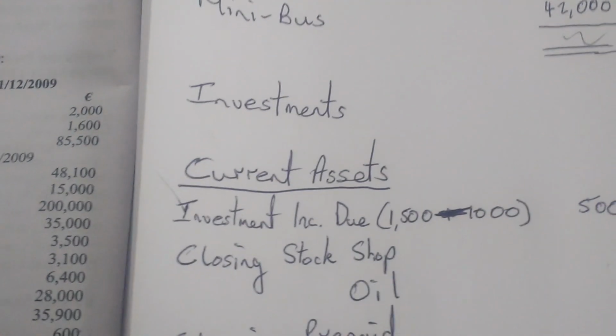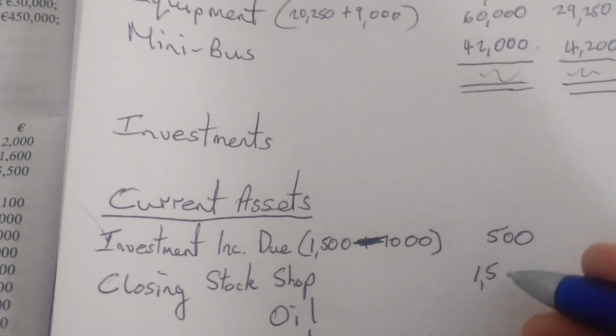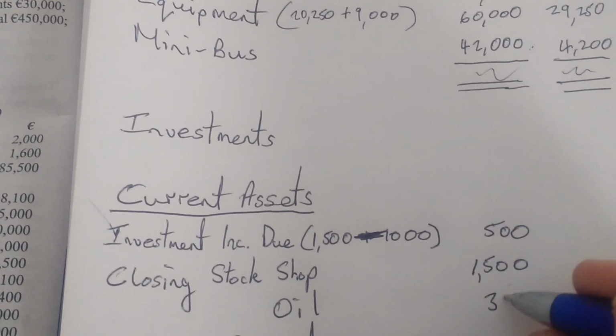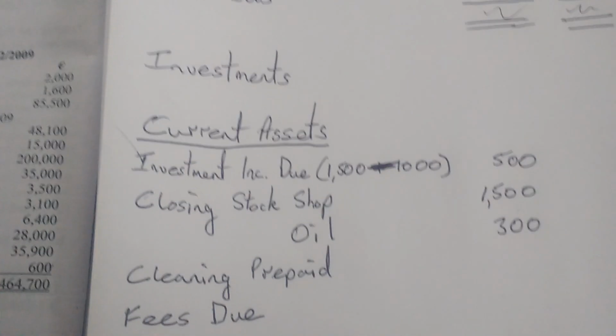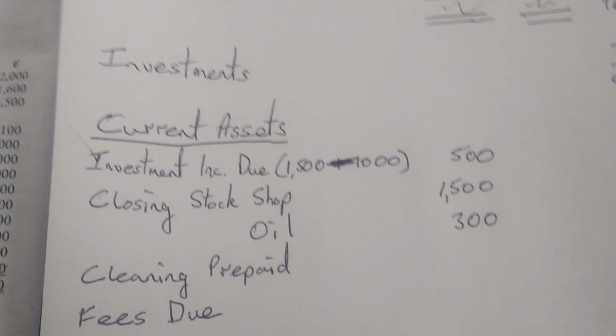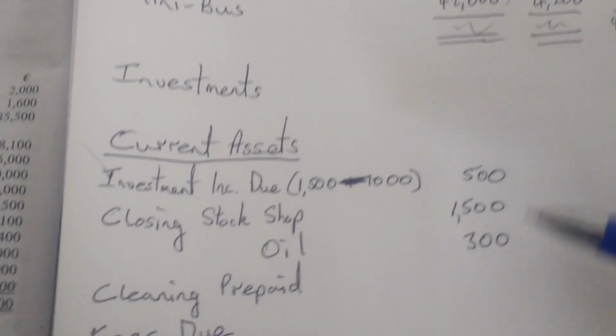Okay. Then closing stock, shop and oil, that's just to be put straight in. Shop 1,500, heating oil 300, so straight in. Now one thing I'll say there is sometimes they'll give you the figure all in one. They might say closing stock of shop including 300 heating oil is 1,800, something like that. Always separate it out for the balance sheet, always put them in as two separate figures.